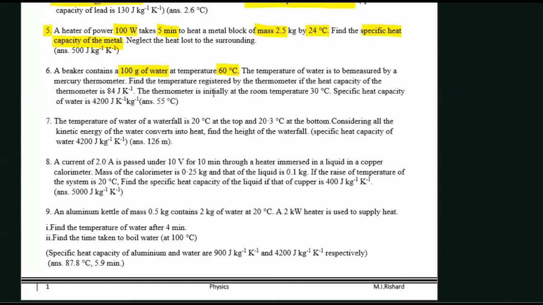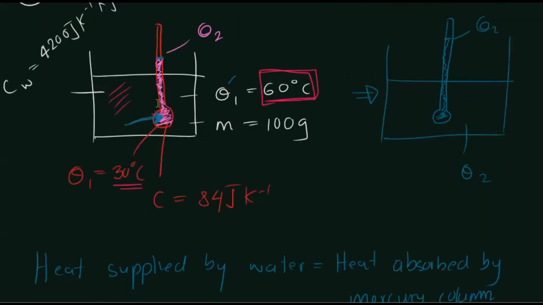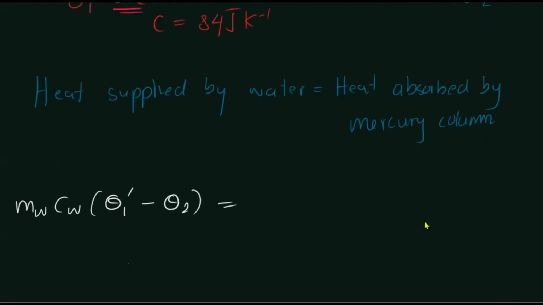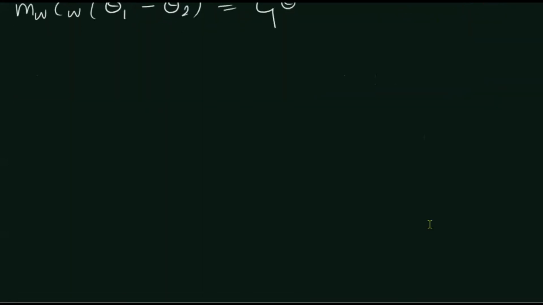So actually, they have given the heat capacity, not the specific heat capacity. Remember, they have given the heat capacity of the mercury column. So therefore, when we write the heat absorbed by the mercury column, we need to write C theta. You know, when you deal with heat Q, you have two equations, m c theta. Also, you can write Q as C theta, right? In this case, mass and the specific heat capacity should be there.